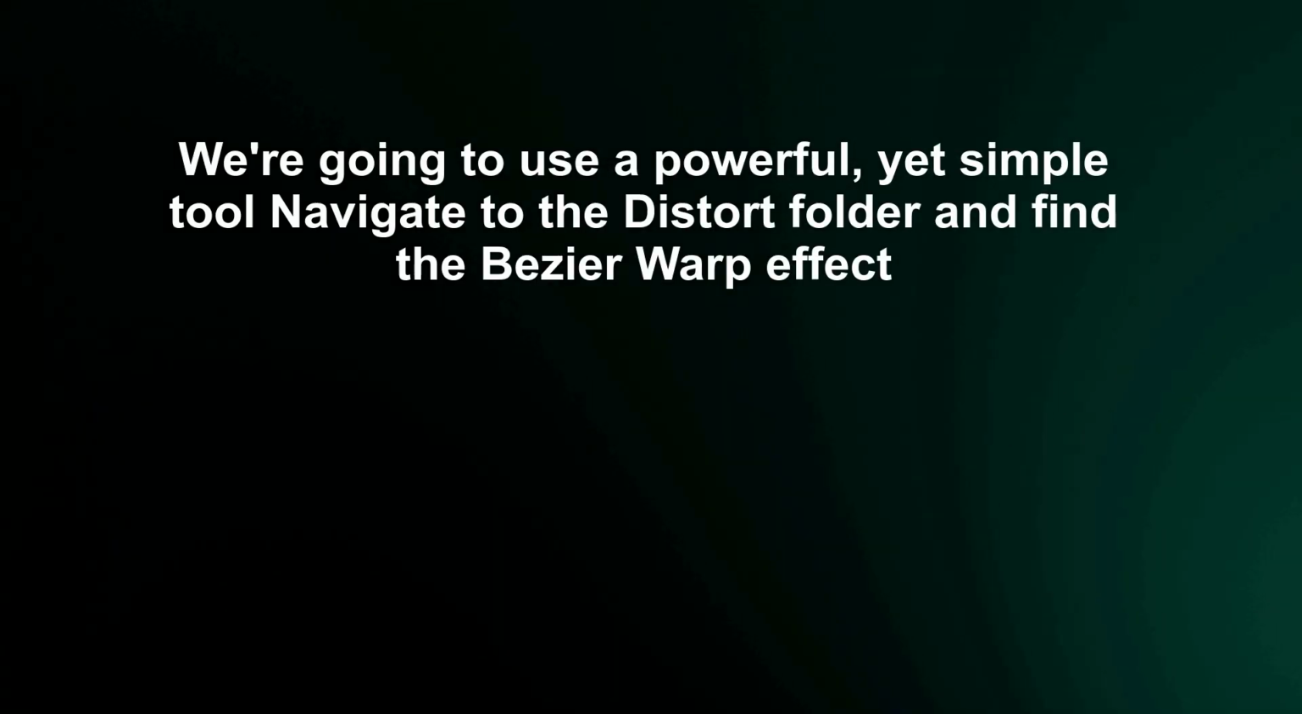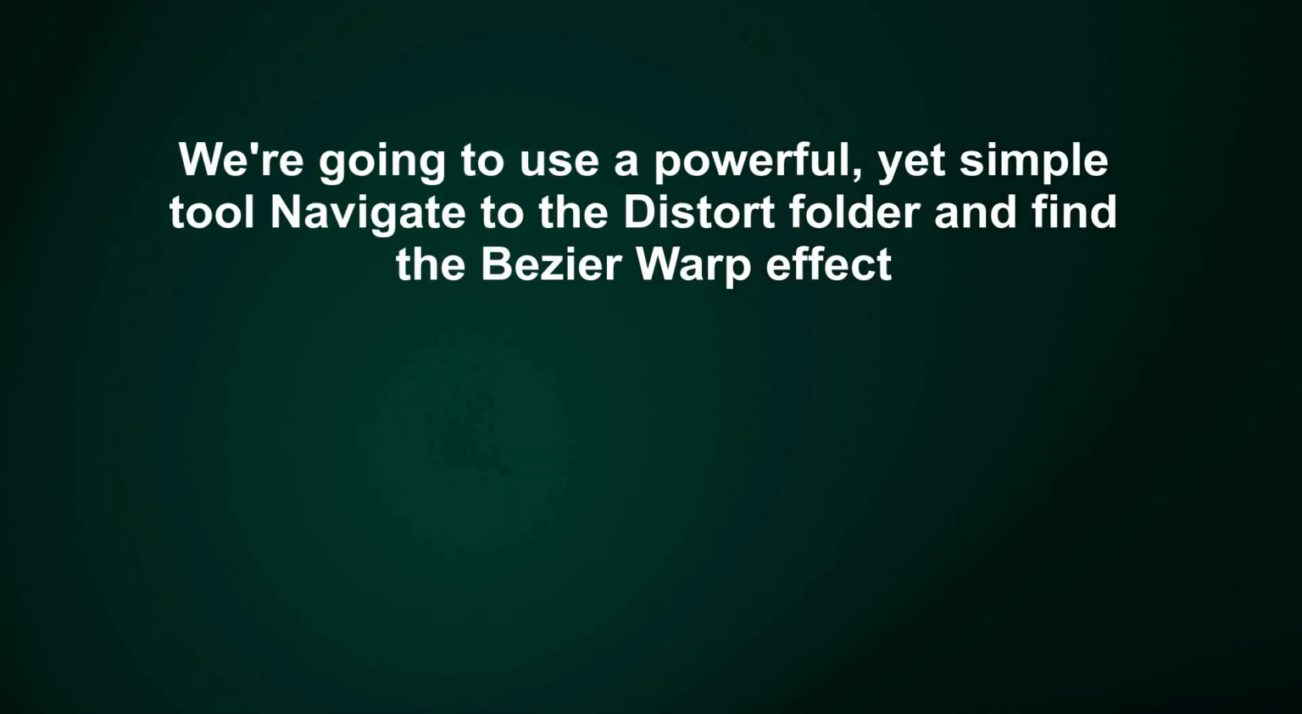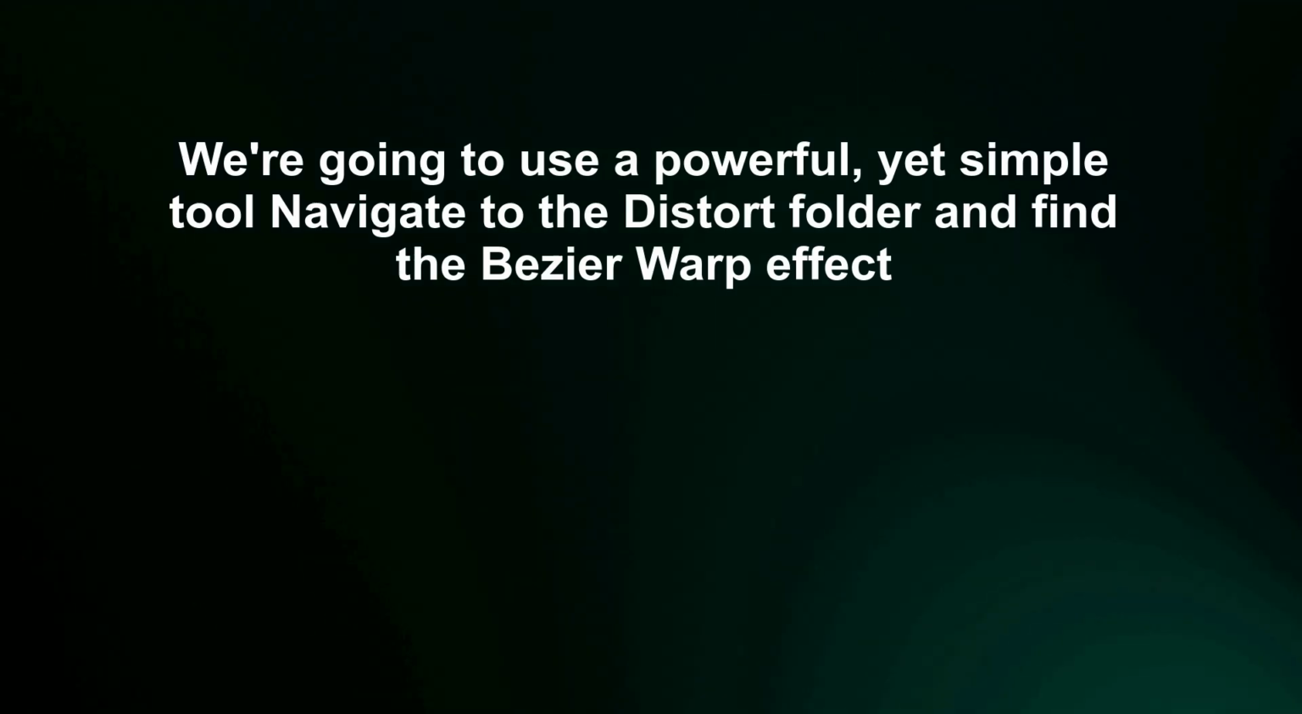Now, head over to your Effects panel. If you don't see it, go to Window and select Effects. We're going to use a powerful, yet simple tool. Navigate to the Distort folder and find the Bezier Warp effect. Drag and drop the Bezier Warp effect directly onto your selected clip in the timeline.